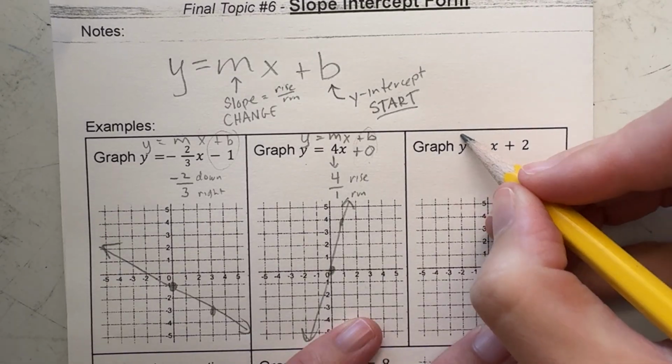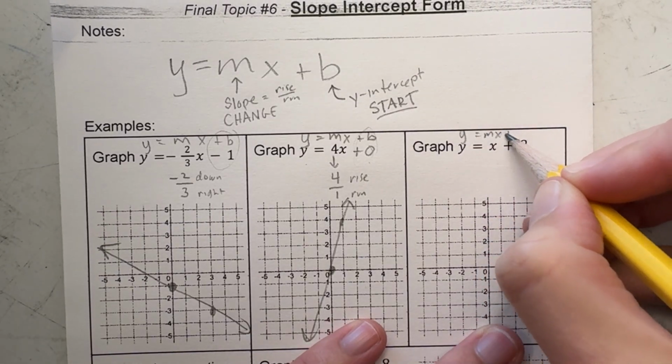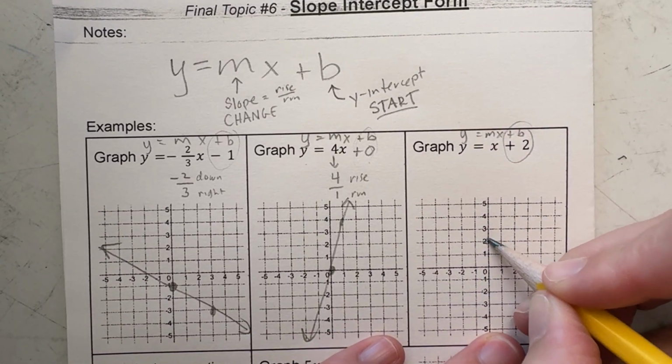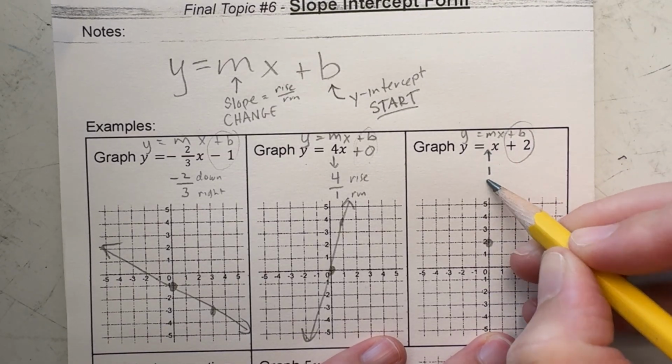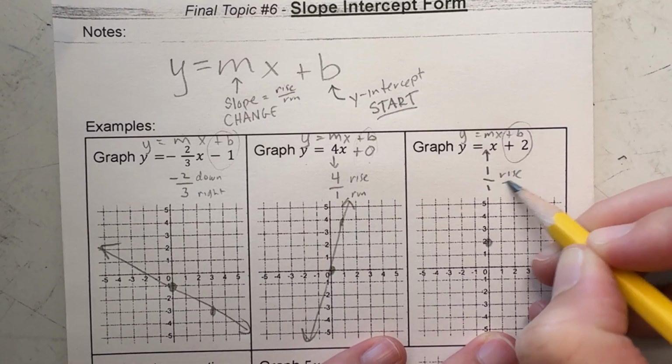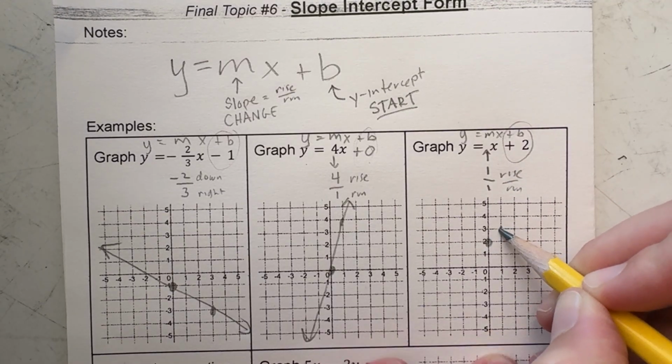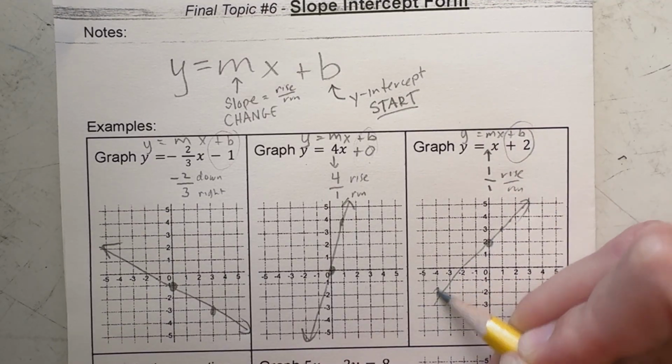Okay, here, this is still y equals mx plus b. My b is 2. I'm starting at the y-intercept. What's my m? Oh, this is an invisible 1. Let's make it into a fraction. That's rise over run. I'm going to go up 1, right 1. And there it is, something like this.